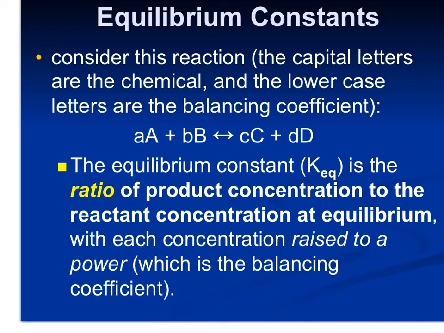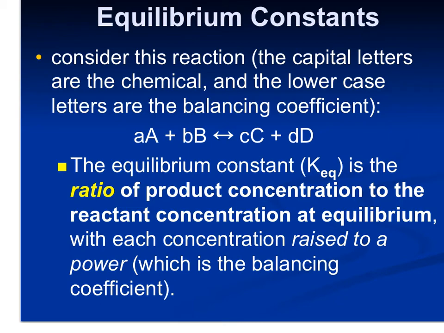So here it says, consider this reaction. The capital letters are the chemicals and the lowercase letters are the balancing coefficients. So the equilibrium constant KEQ is a ratio of the product concentrations to the reactant concentrations at equilibrium, with each concentration raised to the power of its balancing coefficient.